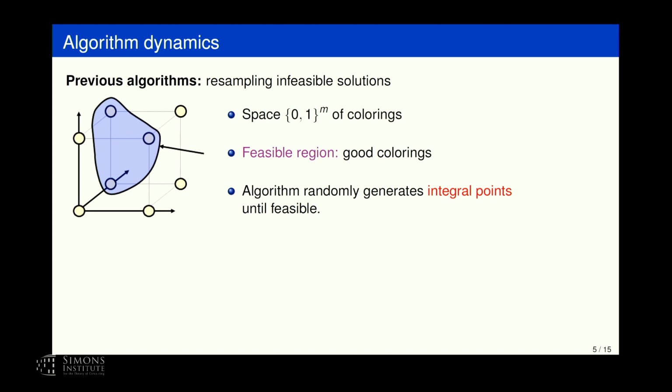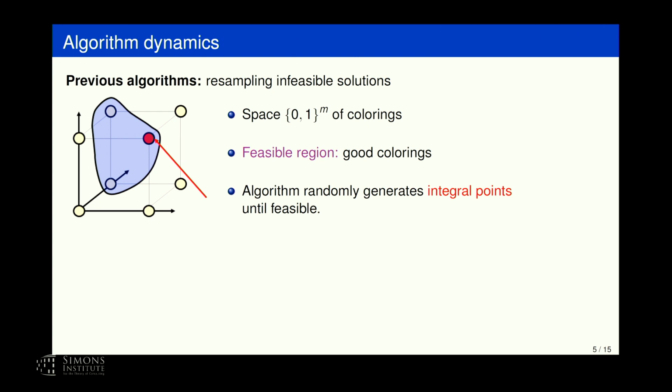OK, so now let's step back a bit and take a high-level view of the previous algorithms for the local lemma. Essentially, all of them are of the same sort as the Moser algorithm I just described. If we think of the space of possible colorings, so I have my cube here of colorings, then we have some feasible region of good colorings. And what the algorithm is doing is randomly generating integral points, these colorings, until it lands in the feasible set. So it randomly picks some coloring, which is not good, randomly picks some other coloring and some other coloring, and eventually the convergence guarantee is that you will find a coloring that lands in this feasible set.